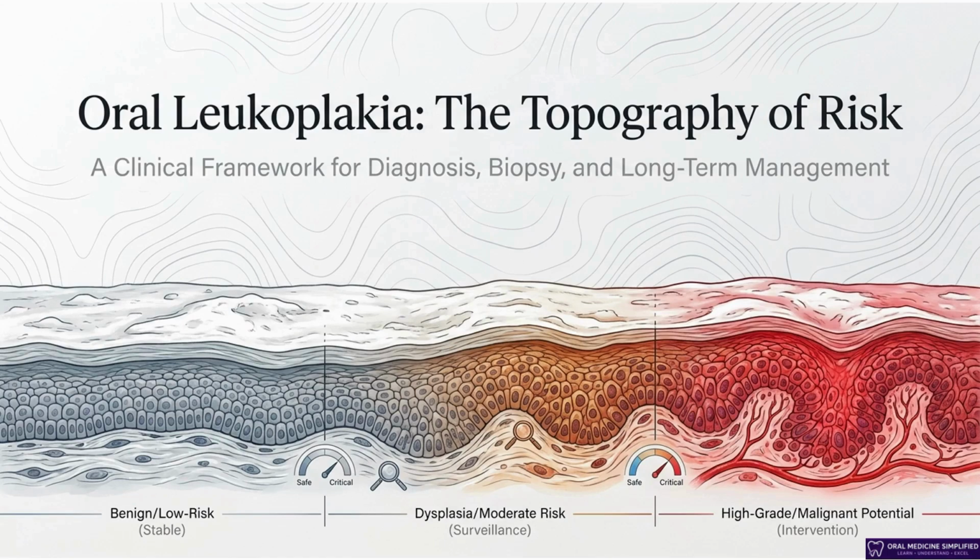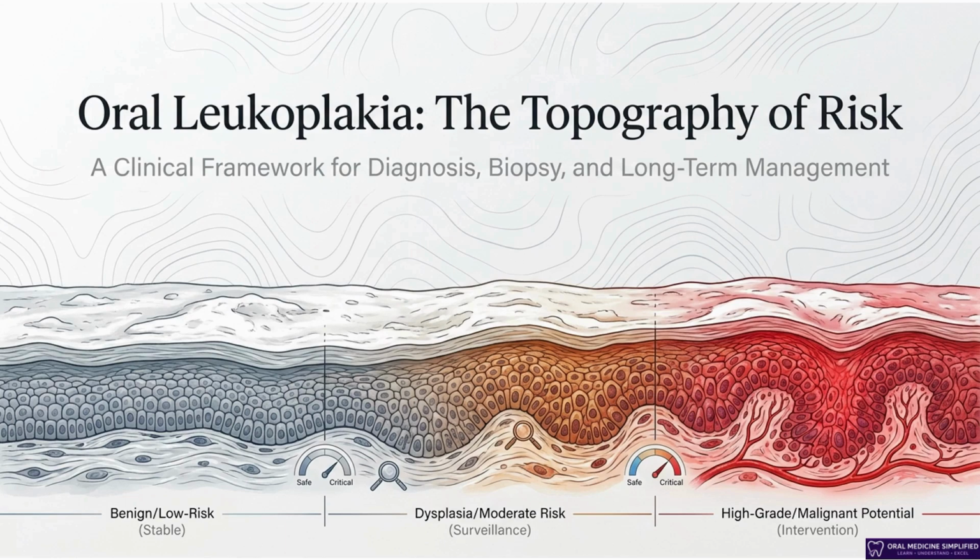In this final wrap up of our Oral Leukoplakia series, we are going to bring everything together through one central idea. Leukoplakia is not just a white patch, it is a map of risk. Throughout this series, we discussed definition, diagnosis, biopsy, dysplasia, management, and follow up. But today, I want you to remember leukoplakia clinically.